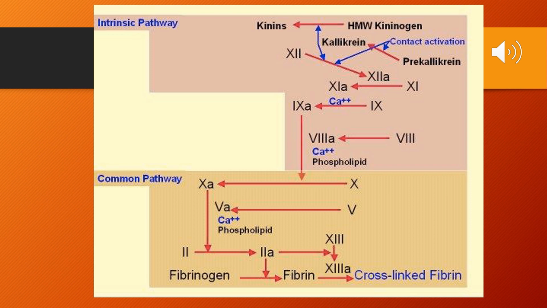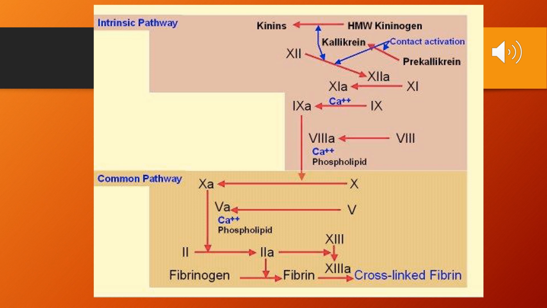So this is the coagulation cascade. It comprises the intrinsic, the common, and the extrinsic pathway. First, let's talk about the intrinsic pathway. This begins with any factor that causes trauma to the blood cells or its exposure to collagen. This causes the activation of factor 12.